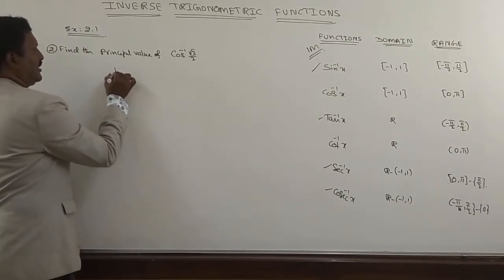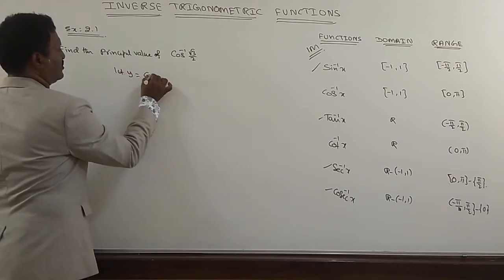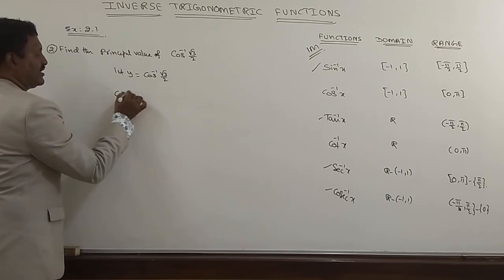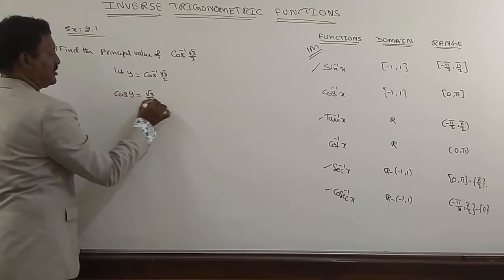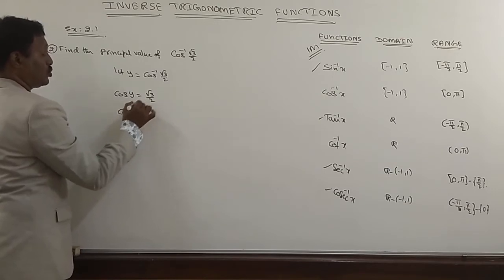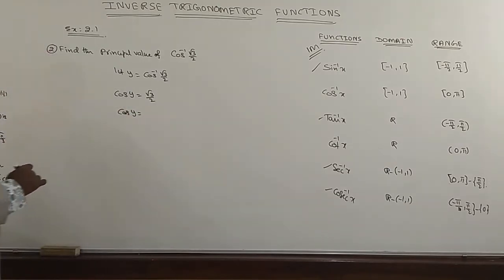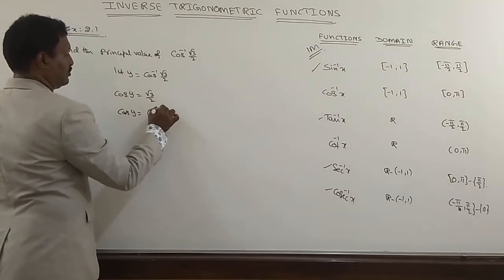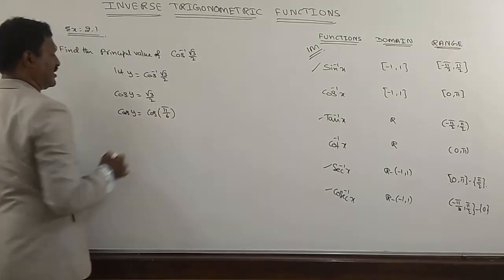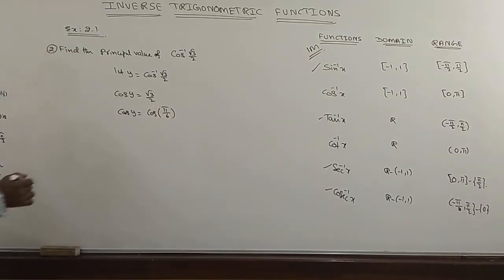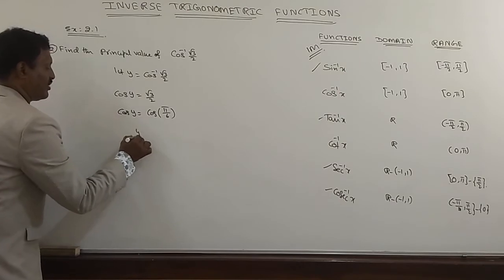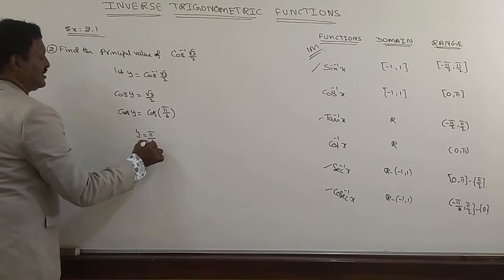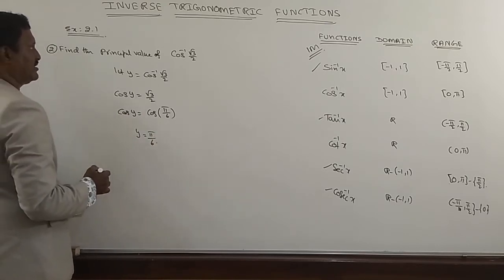Now write down. Let y is equal to cos inverse root 3 by 2. Now cos inverse, take down to the left hand side. Cos y is equal to root 3 by 2. Using the trigonometric table, we can write cos of root 3 by 2 as pi by 6, 30 degrees. Cos 30 is root 3 by 2. Remove cos on both sides, then y is equal to what we can write? Pi by 6. That means this is in the range of the function. Y is equal to pi by 6.